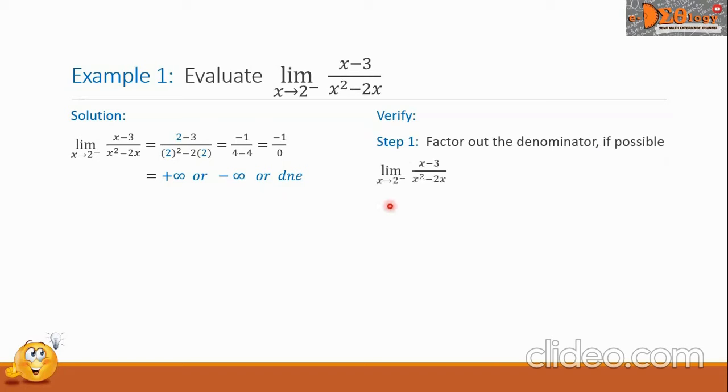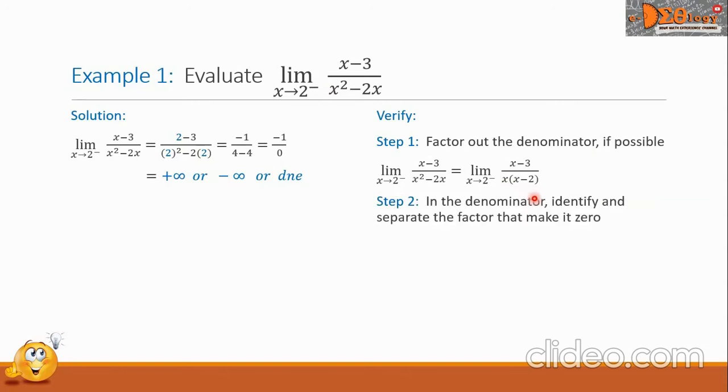Let us copy again our problem here. We can see that the denominator can be factored out into x times the quantity x minus 2. Step 2. In the denominator, identify and separate the factor that make it 0. There are two factors in the denominator. One is x, the other is x minus 2. When we substitute the value 2 to each of the x in the denominator, we can see that the factor x minus 2 becomes 0. So that factor we need to separate.